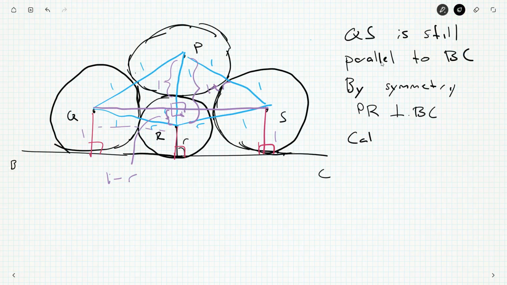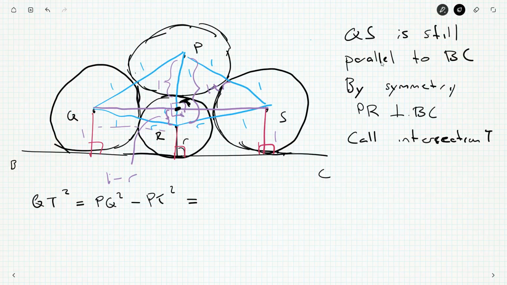So I might call the intersection T. Call this cuddly little fella T in here. Okay, so I think I can calculate QT in 2 different ways. So QT squared is equal to PQ squared minus PT squared. And you'd need to actually point out that PQ is 2. So 2 squared minus 1 squared, so it's 3. Not 3 squared, it's just 3, which is root 3 squared.